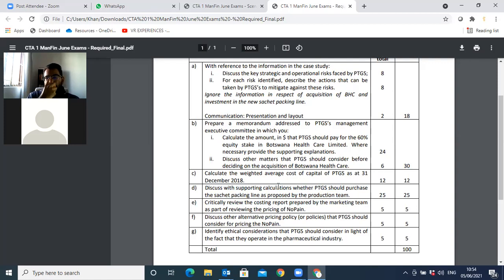But the question you need to ask yourself is which topic you fall under, and which principles you need to use. By knowing which principles you need to use, you try to identify which topic you are within. They say discuss with supporting calculations whether PTGS should purchase, so it is a decision. You need to help them make a decision regarding the sachet packing line.